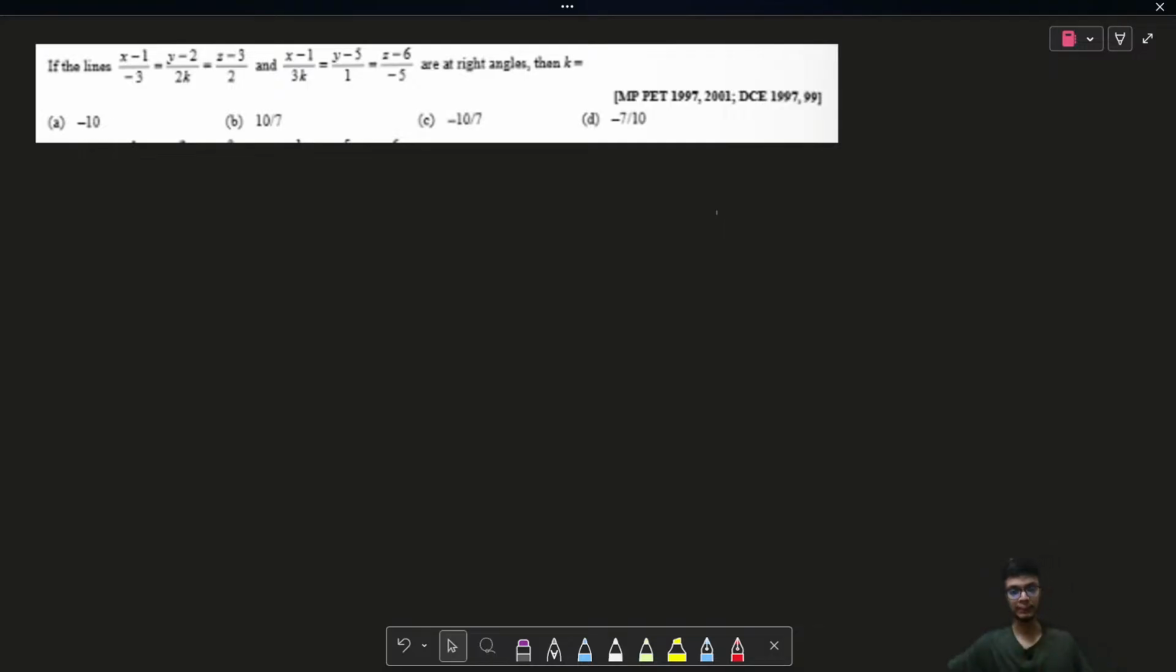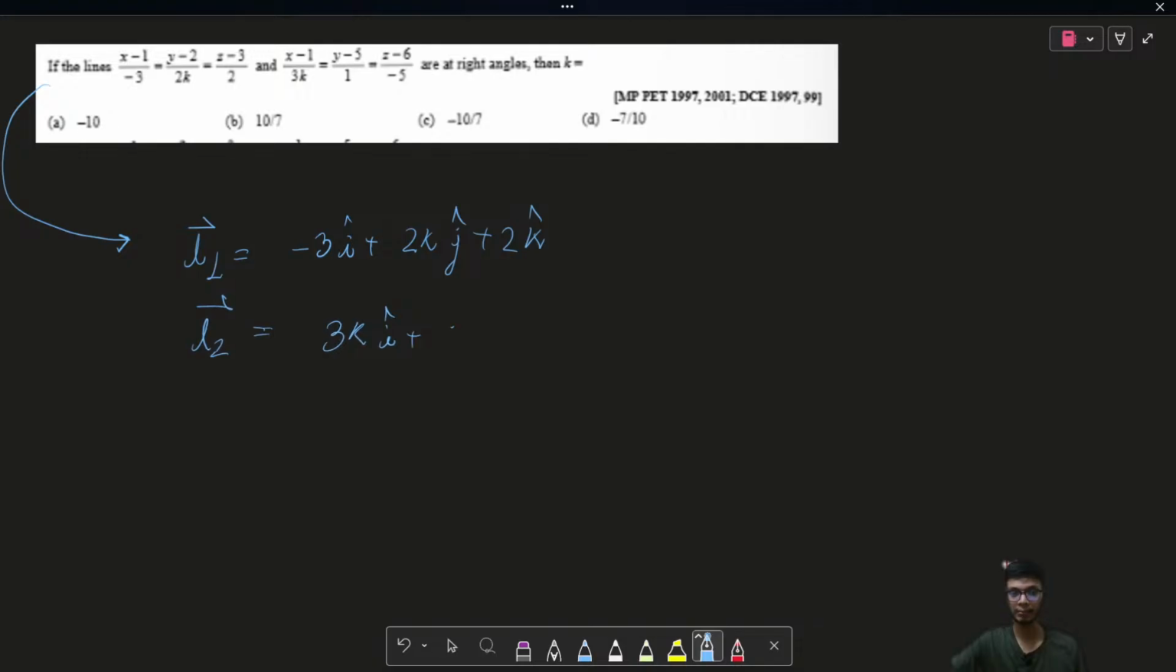Alright, so let's see how we can solve this problem. From the following equation of the line, we can obtain the direction ratio vector of these two lines as follows: minus 3 i cap plus 2k cap plus 2 times 2k times j cap plus 2k cap. Similarly, my direction ratio vector for line 2 will be given as 3k times i cap plus j cap minus 5k cap.